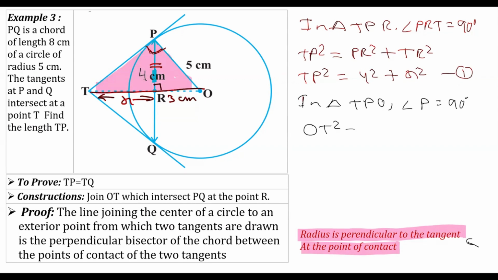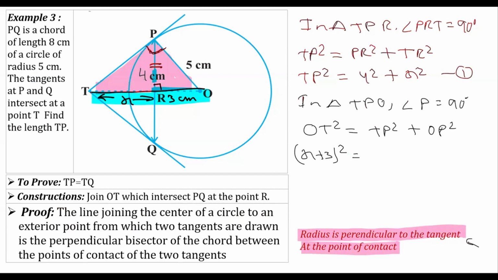OT square is equal to TP square plus OP square. Now let's plug in the value of OT. From here, what you can observe, OT is x plus 3. So I'm going to replace OT with x plus 3. This is x plus 3 whole square.